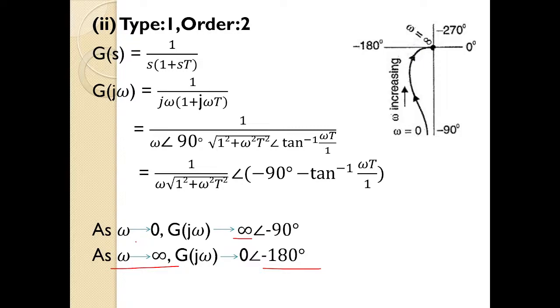Now when omega equal to 0, what is my angle? Minus 90. So I must go to this minus 90 axis. What is the magnitude? It is infinity. So from some infinite point, the plot will start. What is the magnitude at omega equal to infinity? The plot will end at the minus 180 axis, and the magnitude here is 0. At the origin, the plot will end. So this is the plot for a type 1 order 2 system.